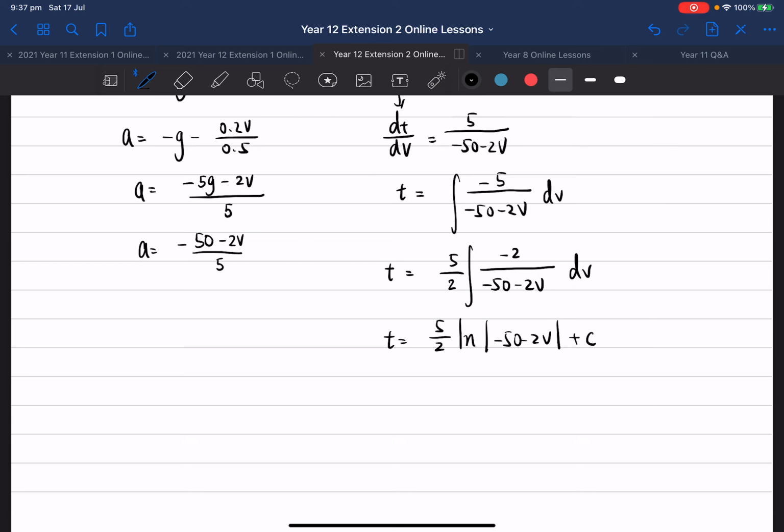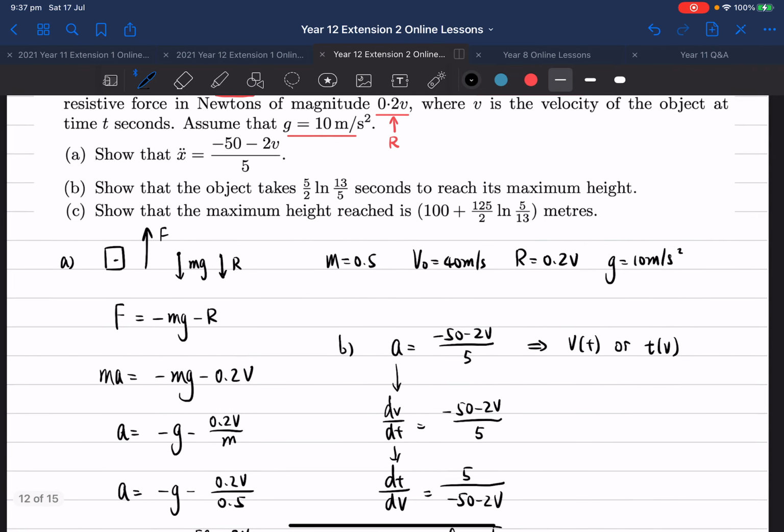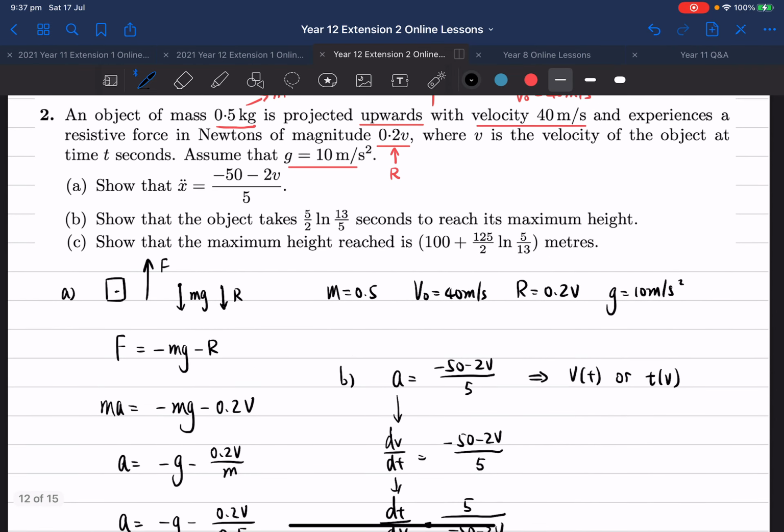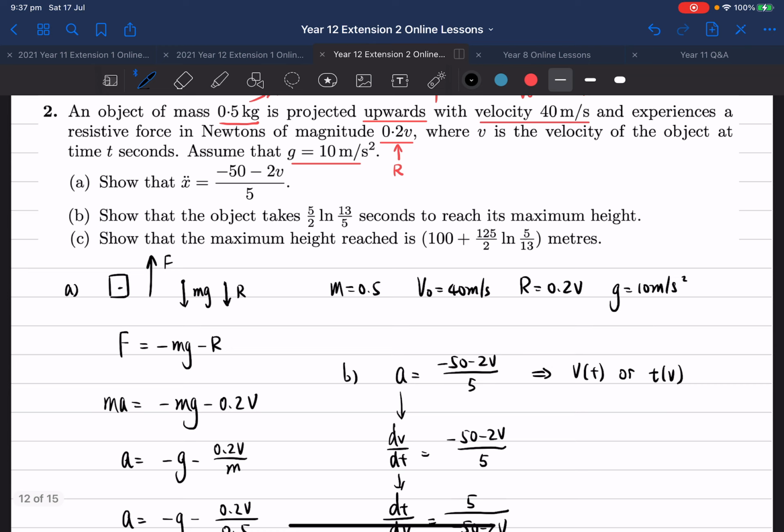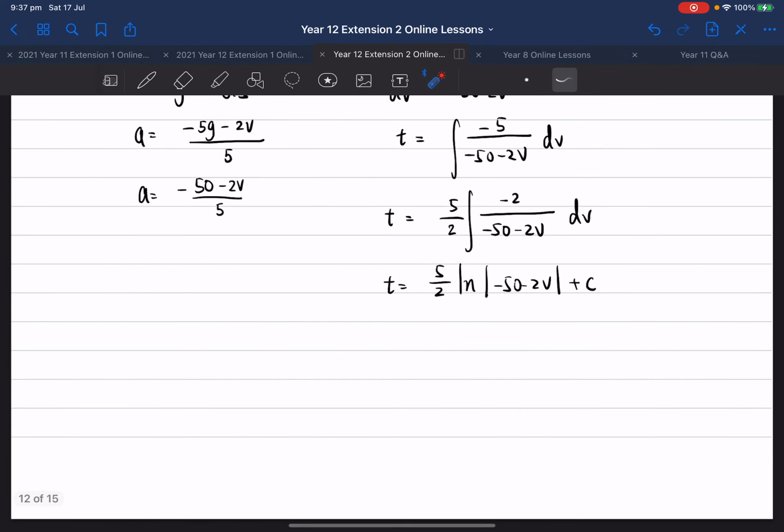All right, so now the tricky part is we need to find the c. Finding the c is not hard at all. Finding the c is actually pretty easy. So what we need to do is we go back to what we left before. We need to use our initial condition. Initially the velocity is equal to 40. Initially velocity equal to 40 means when t equal to 0, velocity is equal to 40. So substitute the value inside, we should be able to find what c is equal to.